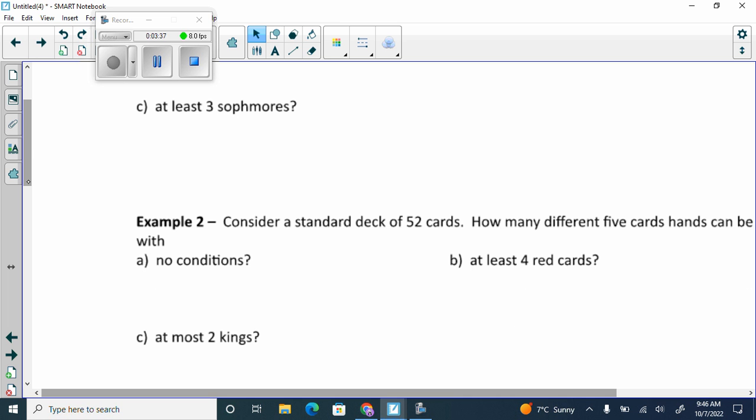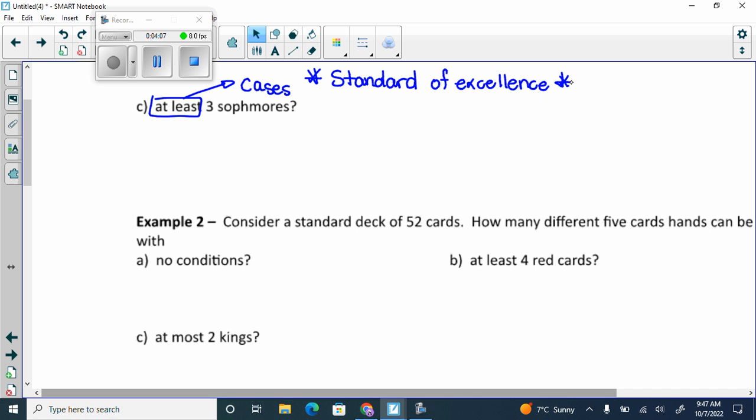Okay, this becomes a standard of excellence: at least or at most. If it says at least or at most, there will be cases. I'm going to star this because there will be one of these on your test, and it's a standard of excellence. That does not mean it's crazy hard and you can't do it. Often, some of the standard of excellence questions I find in 30-2 are actually the nicer ones. It just means there's going to be cases.